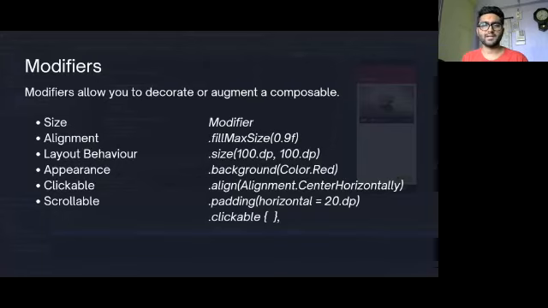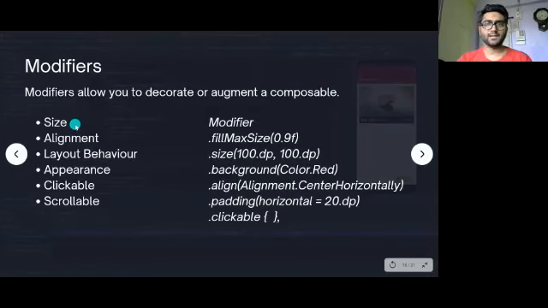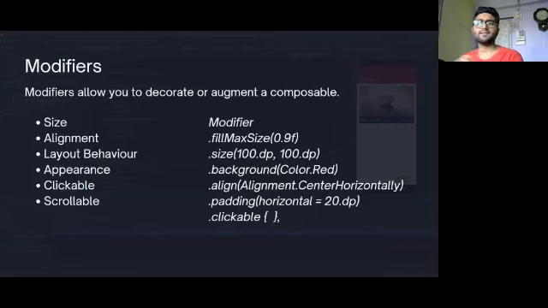In very simple terms, with a modifier, these are a few which I have listed, you can define size. Like you want to define the width of a layout, so you define it as 120 dp. You can put it like modifier.size.100dp, then .width.100dp, something like that. You can set the alignment. You have a view which you have to put in the center, so you can put it like alignment dot align center horizontally.